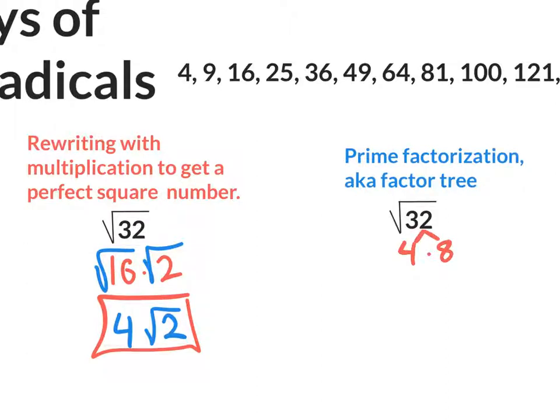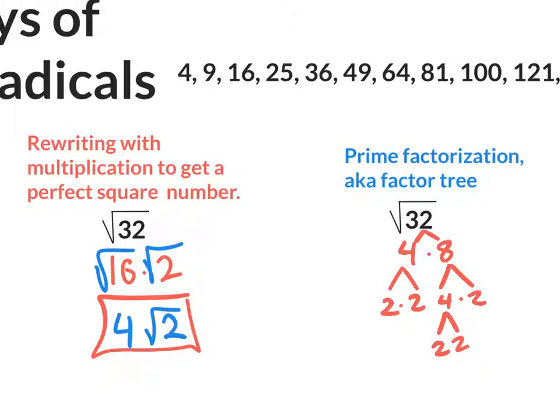32, I wrote it as 4 and 8. 4, I'm going to rewrite it as 2 times 2. 8, I'm going to rewrite it as what? 4 times 2, or 2 times 4. And what else could I break down? The 4, I break that down to 2 times 2.